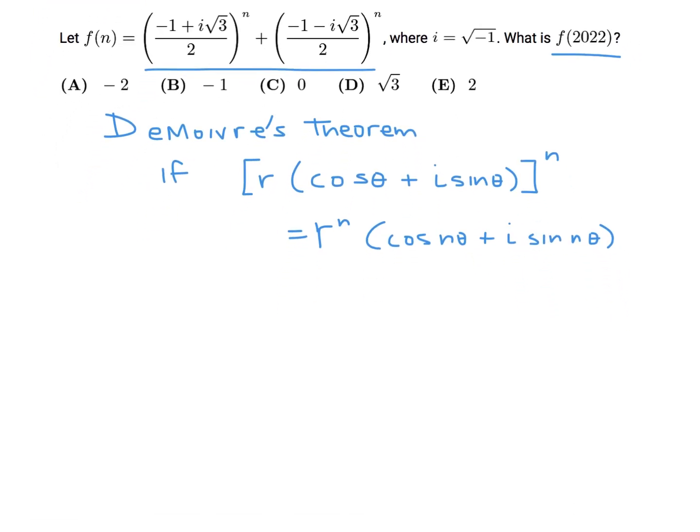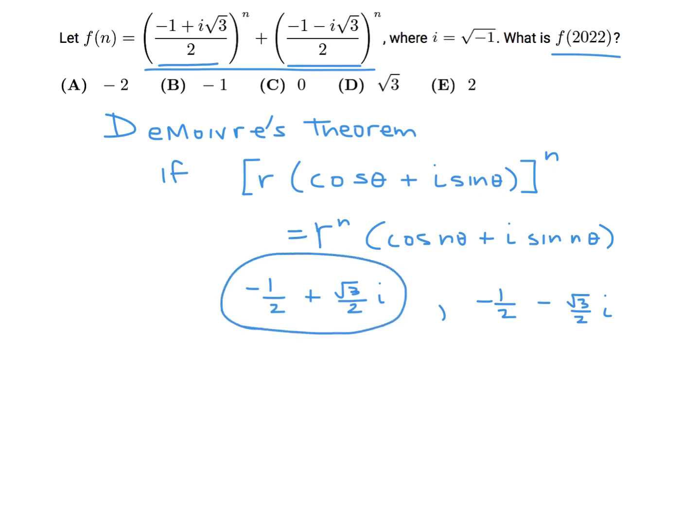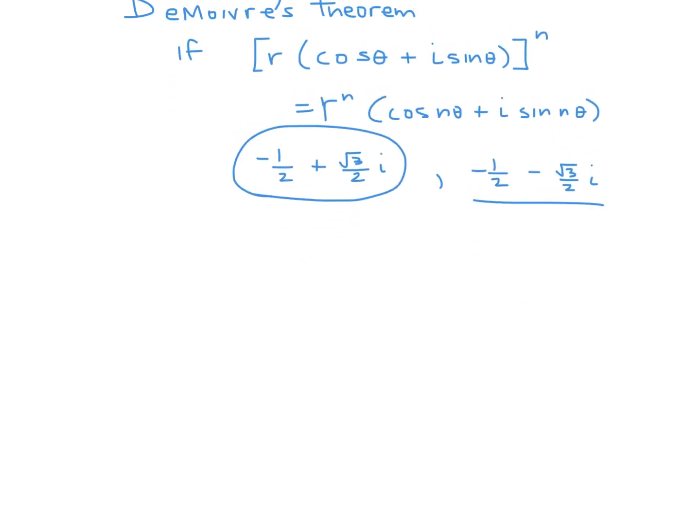Okay, so how do we do that? Well, the first thing is, if you notice, these two terms are very similar. The first one is minus a half plus root 3 over 2 i, and the second one is minus a half minus root 3 over 2 i. So I'll do this one at a time, or I'll do one and then you do the other one. Okay, so here we go, using de Moivre's theorem.